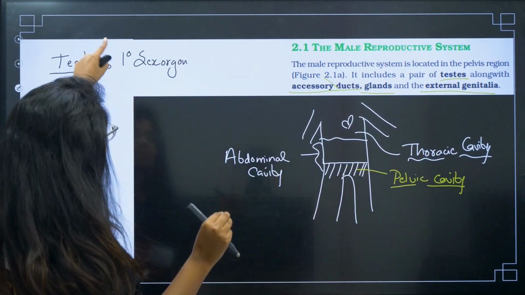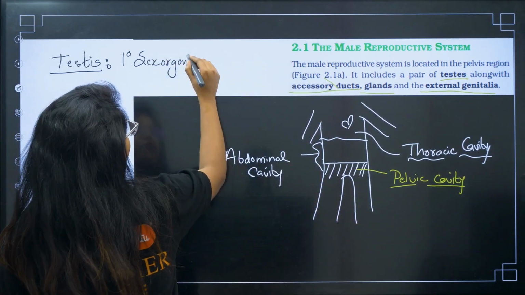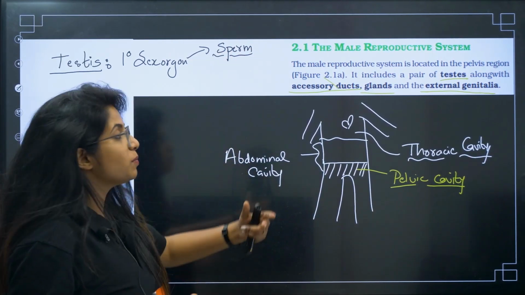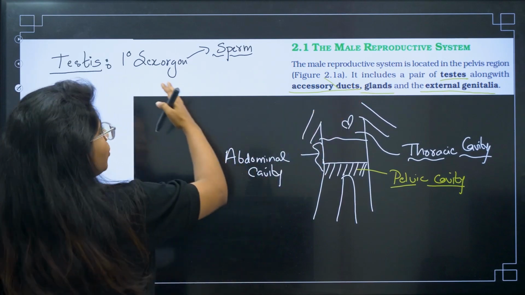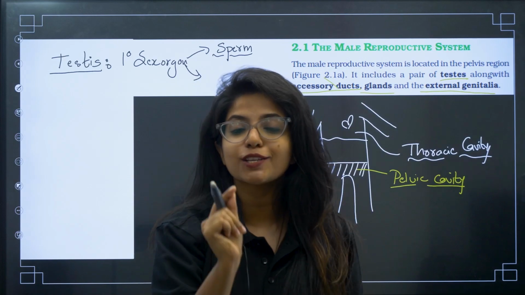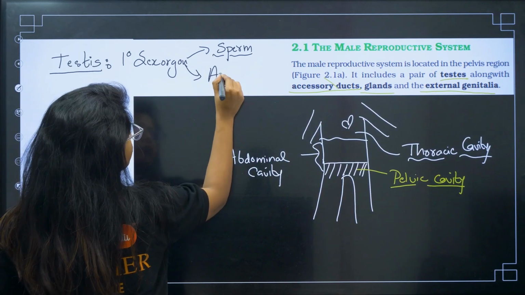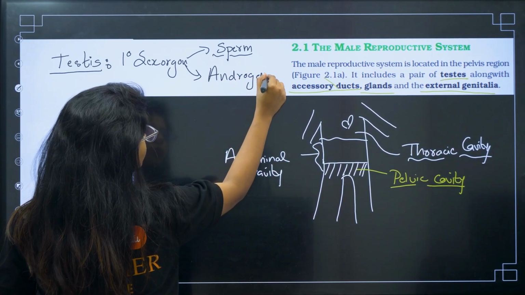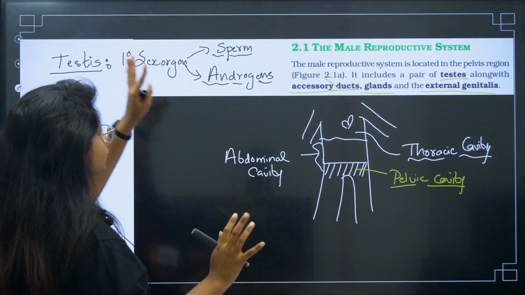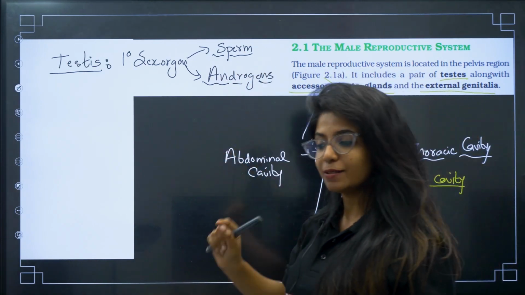So why do I say that this is the primary sex organ? Because it has the primary function. What is the primary function? Obviously, the primary function of the male reproductive system should be the formation of sperm. Without sperm, is there any use of this particular system? Obviously no. So sperm, and the second thing is what? It is also responsible for the formation of male sex hormones, and together all the male sex hormones, you call them androgens. So your testosterone, everything is a type of androgen. So male sex hormones are known as androgens. So testis is known as the primary sex organ because it helps in the formation of sperm and also it helps in the formation of androgens.